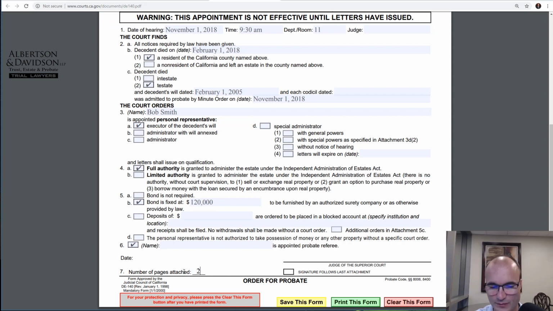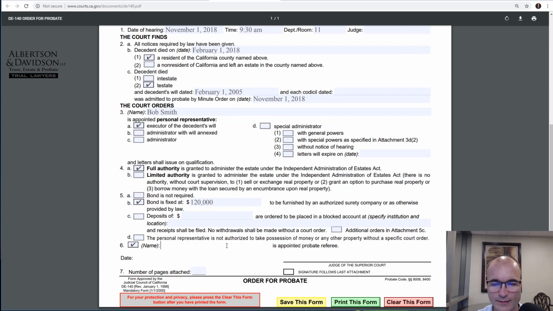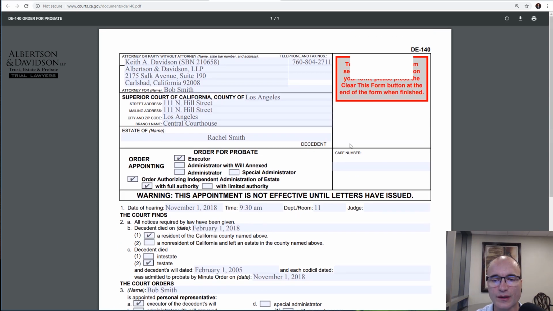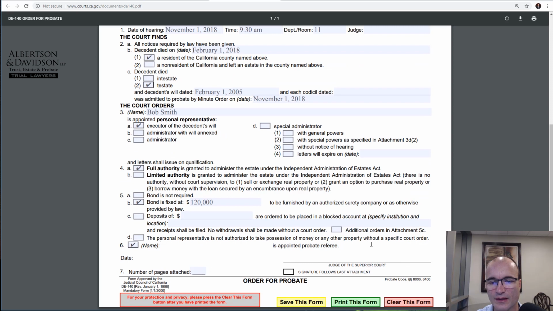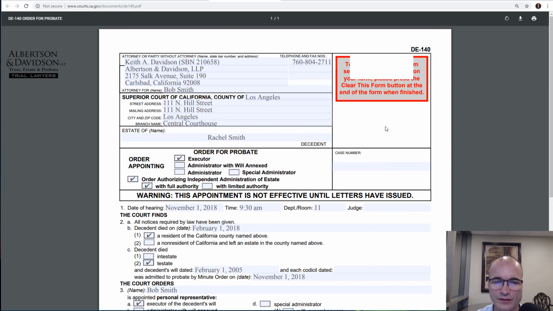If there's no attachments, then you'll just leave that blank, and then obviously the judge will sign here. You don't have to sign anything on this. So you'll print this form, you'll save it, you'll give it to the court, and once the judge signs right here, then it'll be filed.